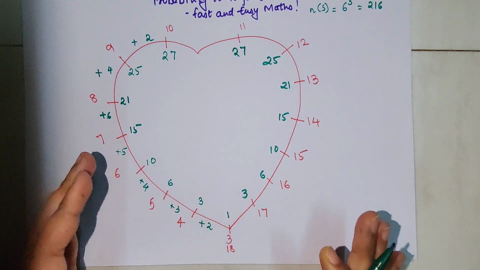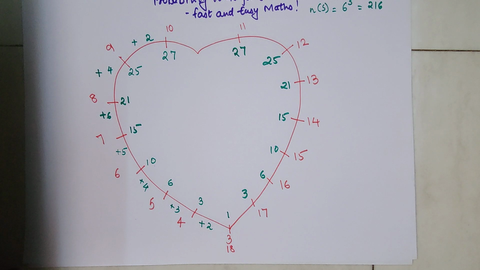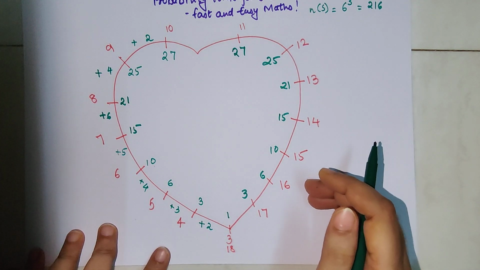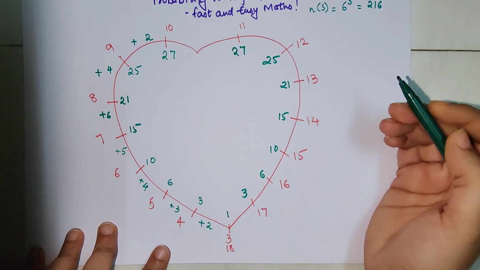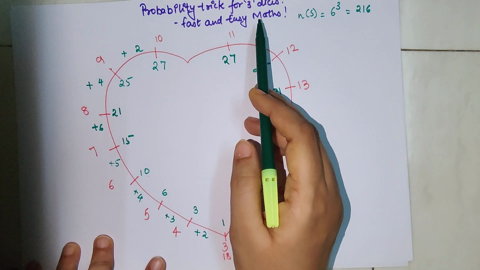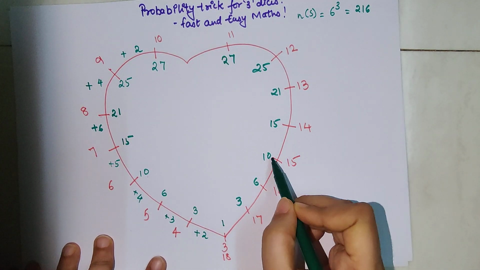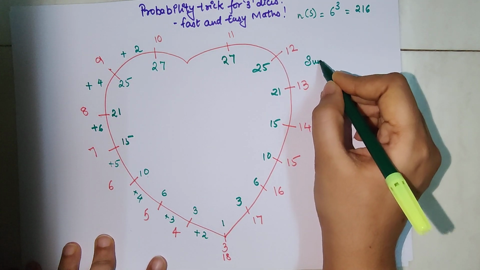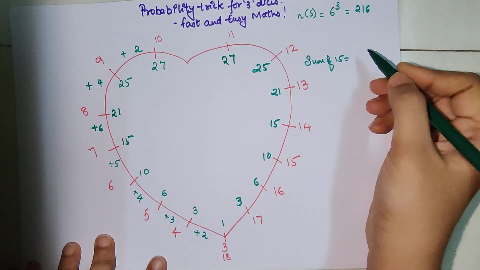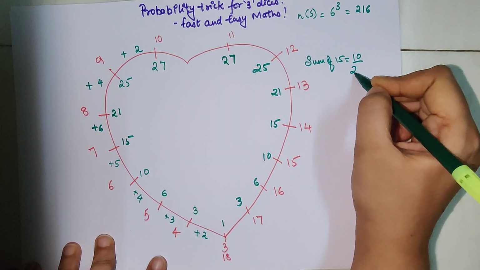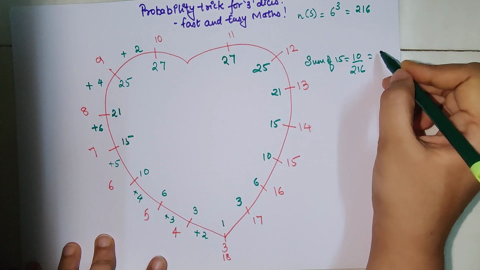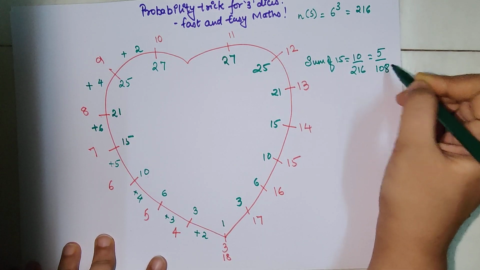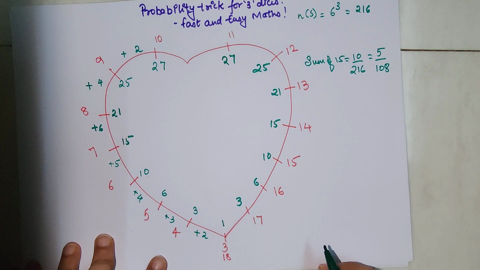This is the best way of remembering all the probabilities when it comes to rolling 3 dice. Now let's take a question. What is the probability when you roll 3 dice and you get a sum of 15? For a sum of 15, your probability will be 10 upon 216, which can be further reduced to 5 upon 108. Really, it's so simple, right?